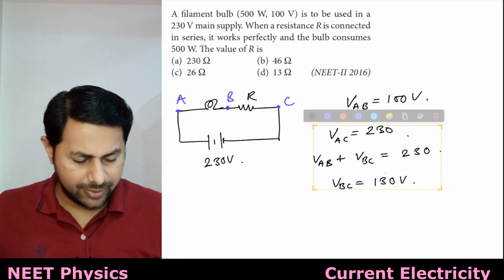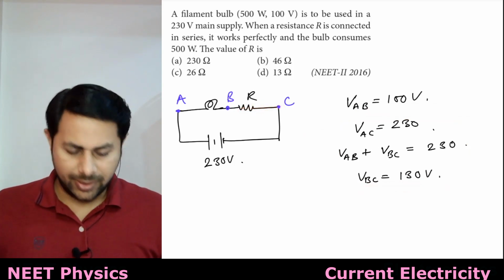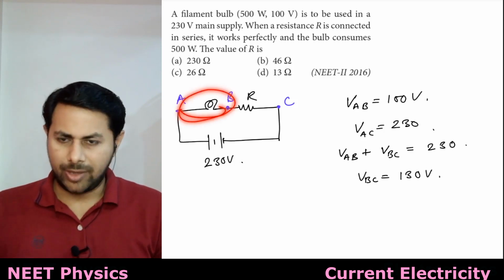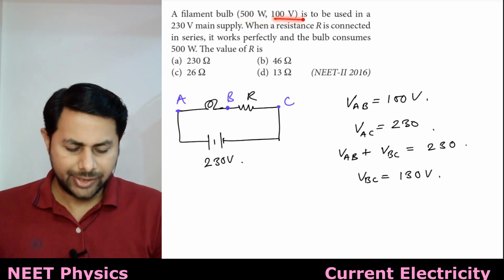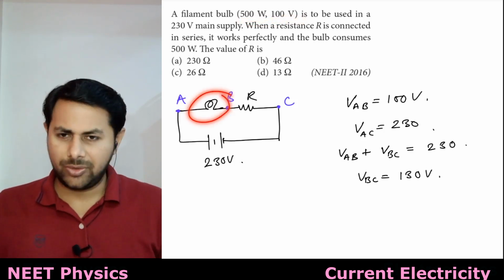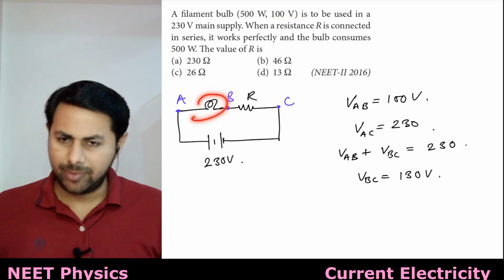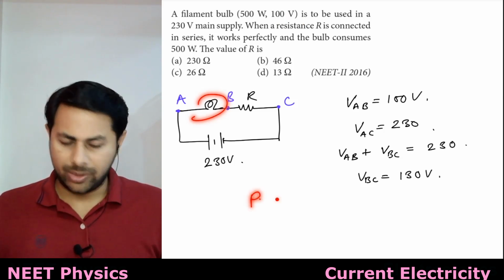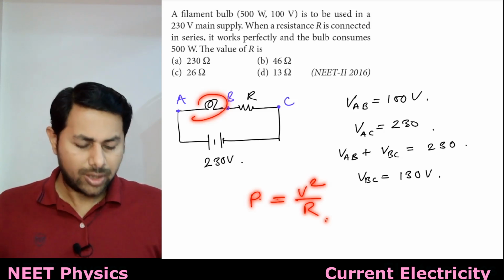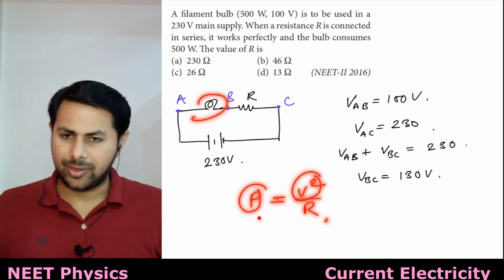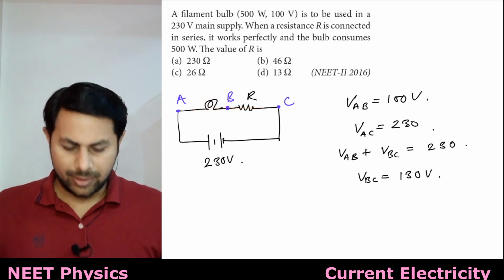Then what else can you get? Can you get the current? You can get the current. How? Because the power consumed by this bulb is 500 watts, and you have the potential difference. So either you can find the resistance of the bulb, because you have power and potential difference, and make use of V square by R, or you can make use of P is equal to VI and find the current, right?